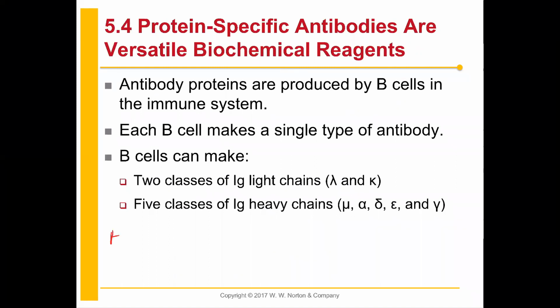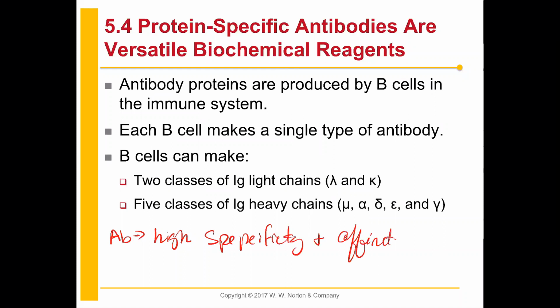So let's write it down here. Antibodies have high specificity and affinity. So that means that they bind only to certain things, and they bind very tightly to those things. So it makes them super useful in biochemistry, because we can identify specific proteins in really complex protein mixtures like cell extracts and tissue samples. But we can get really specific information even though we have this massive mix of proteins.